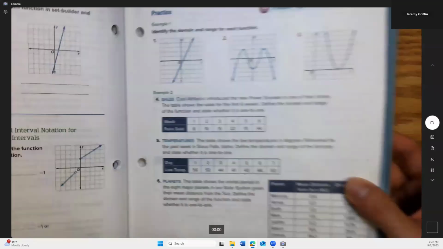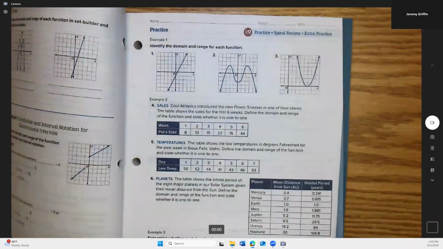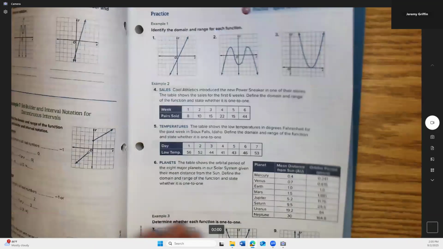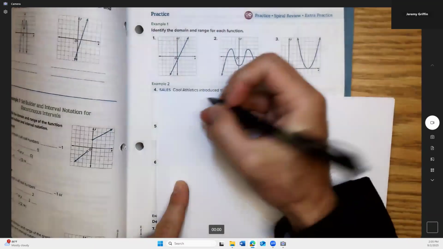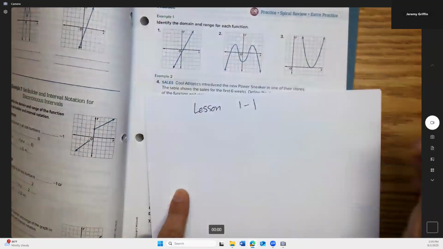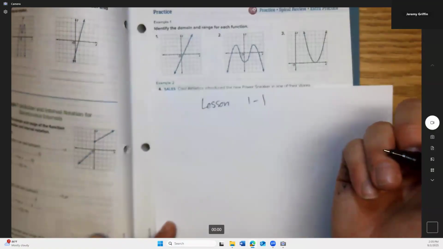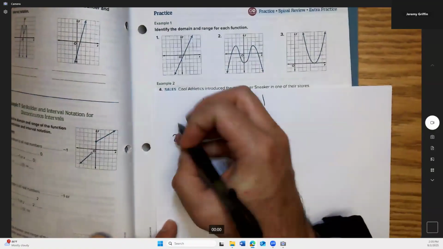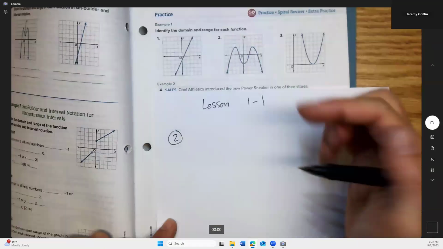I'll do some of these with you guys, and then I'll look at these tonight. I might assign some of these to you tomorrow because there's funny questions here. So let's start real basic. How about number 2? This is lesson 1-1. Everybody follow along with me. I might eventually pick these up and give you guys credit for these, or find some that are really similar to these. So number 2. What's the domain and the range for each function?